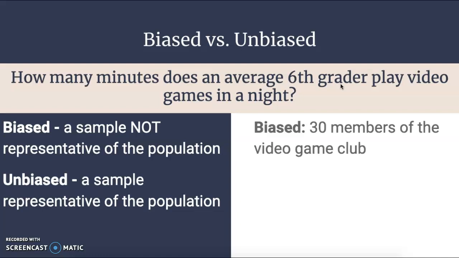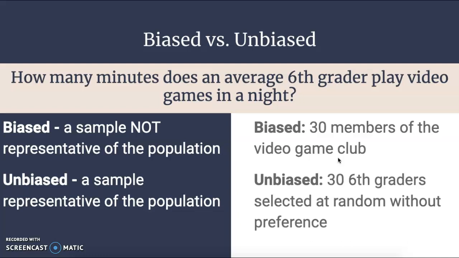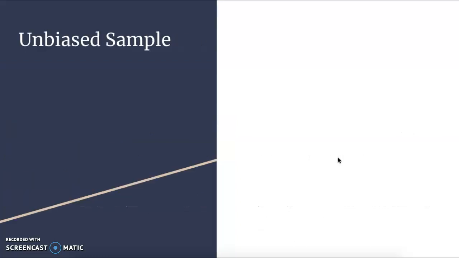So an example would be, for this question, it would be very biased of a sample if I picked the 30 members of the video game club. Why would that be biased? We're talking about video games, and then we're asking students who obviously like video games enough that they joined a video game club. So that would be an example of a biased sample. Unbiased would be if I picked 30 sixth graders at random without any preference. And I'm going to talk on the next slide about how we can do that.